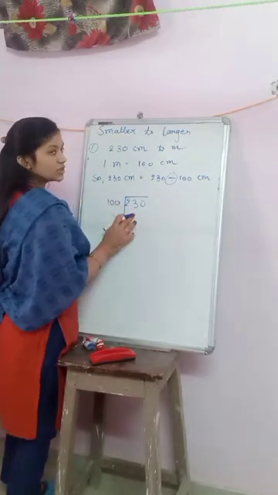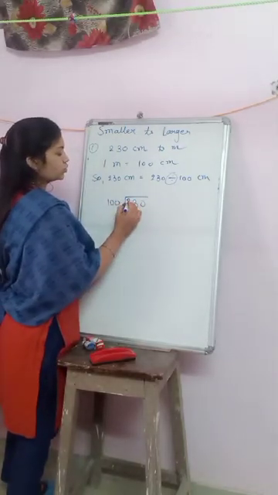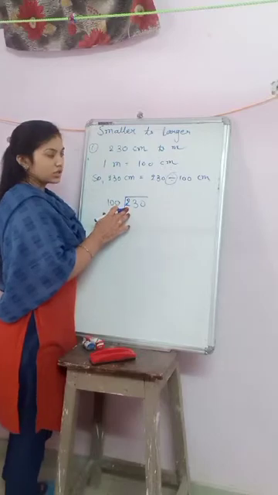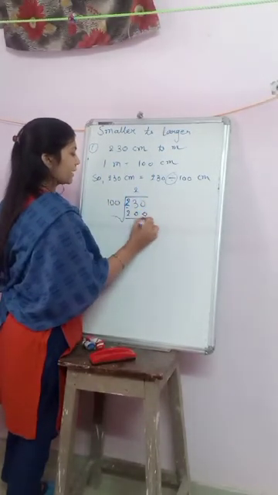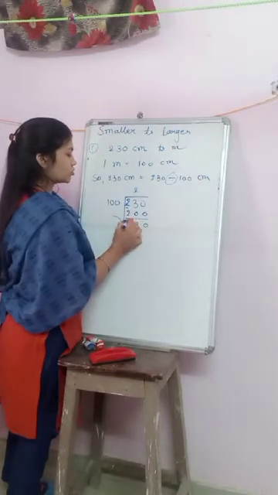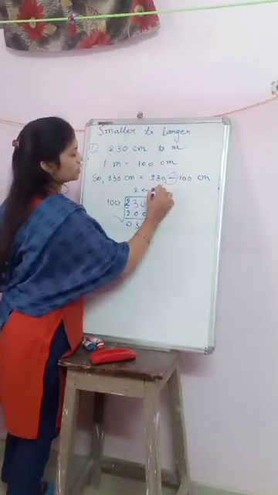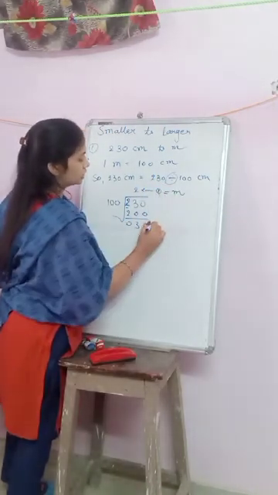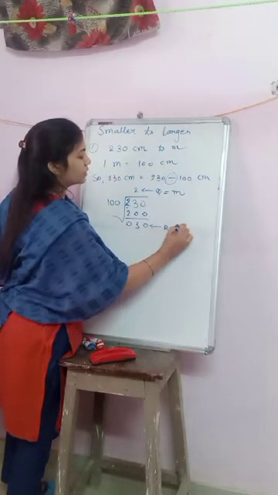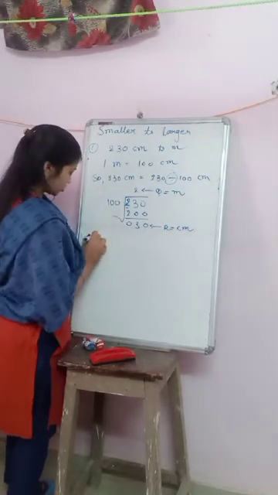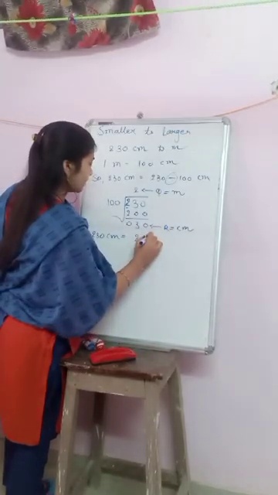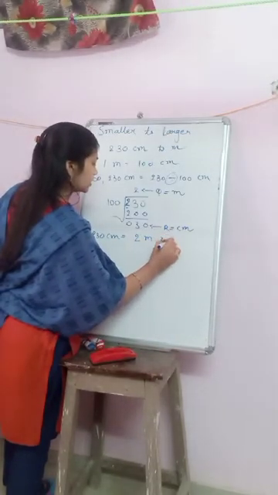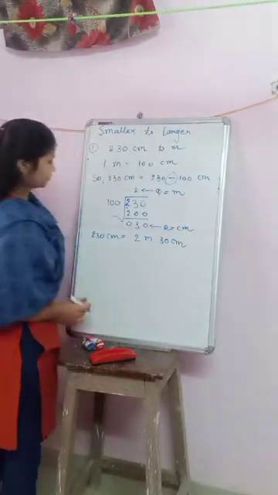So 100 ones are 100, 100 twos are 200, 100 threes are 300. So we use 100 twos are 200, minus, we get 30. This is the quotient, meaning meter. This is the remainder, meaning the centimeter. So 230 centimeter equals 2 meter 30 centimeter.